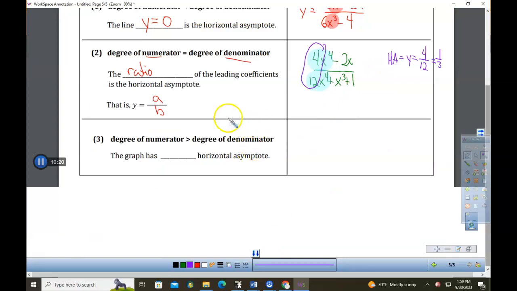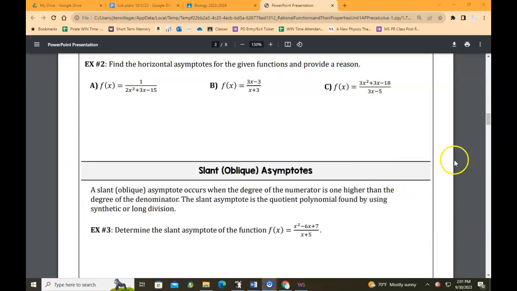All right. Now, if the degree of the top is greater than the degree of the bottom, that means it has no horizontal asymptotes. So if I give you x to the fifth minus 3x squared plus 1 over x minus 2, when I look at the degree of each, top is degree 5, bottom is degree 1, so there is no horizontal asymptote on that one. Okay? All right, y'all, let's look at some examples.